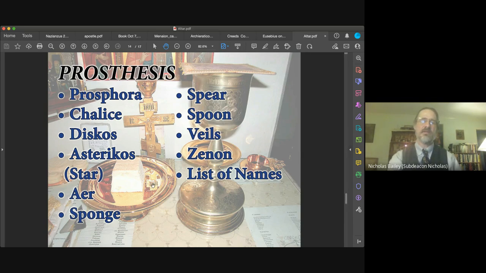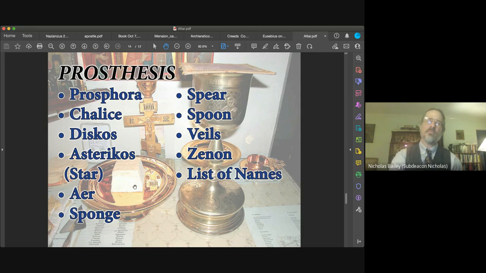You see the star, which has four arms. It sits over the lamb, the bread, as the star stood over Christ in the cave. There are the altar veils that go over both of these, and then the large cloth, what we call the air, that goes over both of them. I'll get into talking about this more when I talk about the liturgy itself.